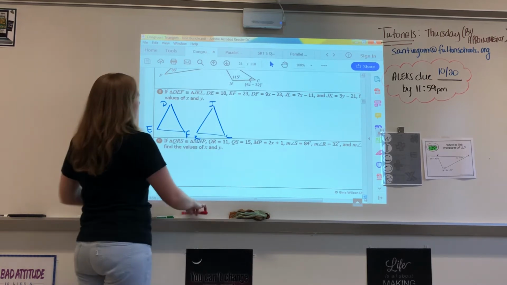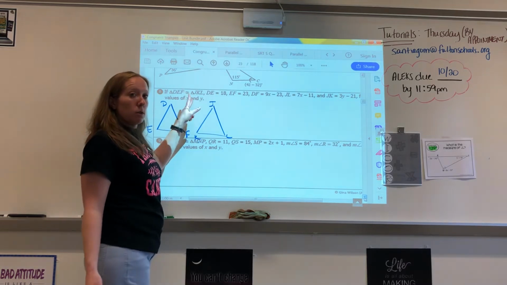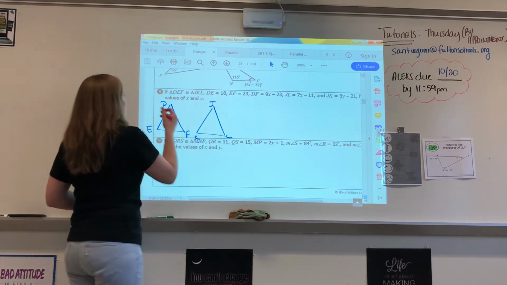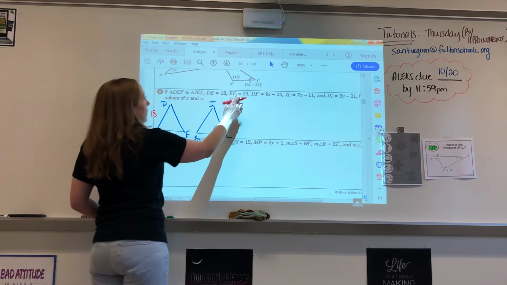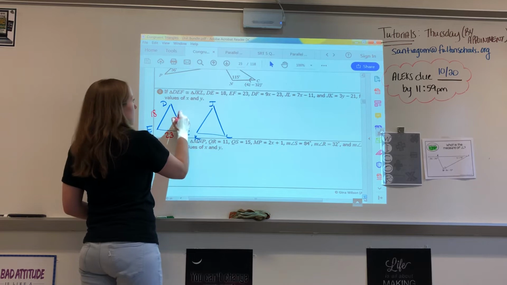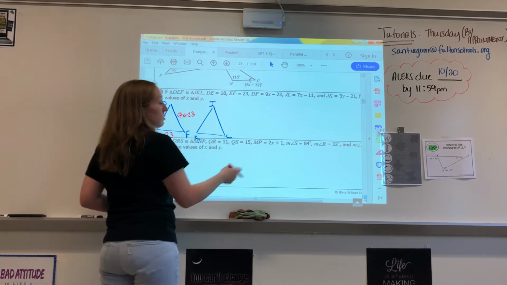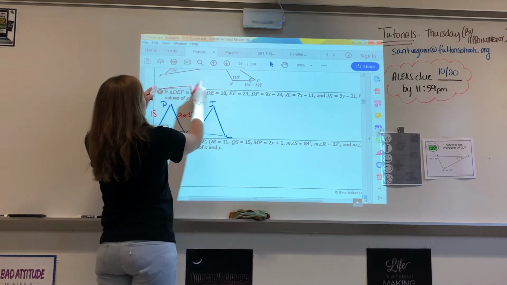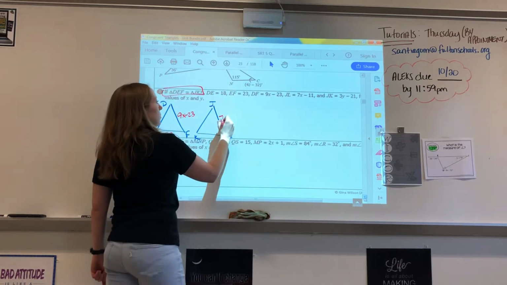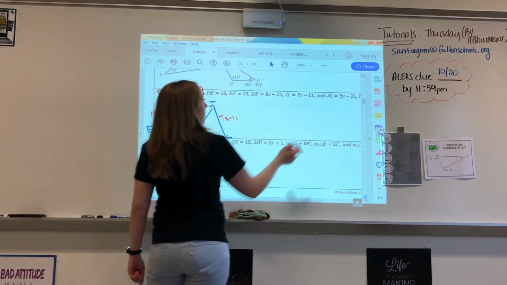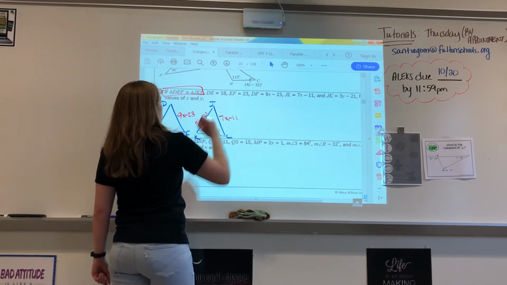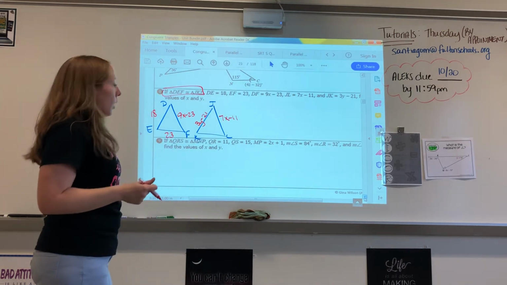They tell me they're congruent, so I know corresponding sides are equal and all corresponding angles are equal. DE is 18, EF is 23, DF is 9x minus 23. Notice I stopped here, drew a picture, and now I'm labeling what they told me. JL is 7x minus 11. JK is 3y minus 21. Then it says find x and y.